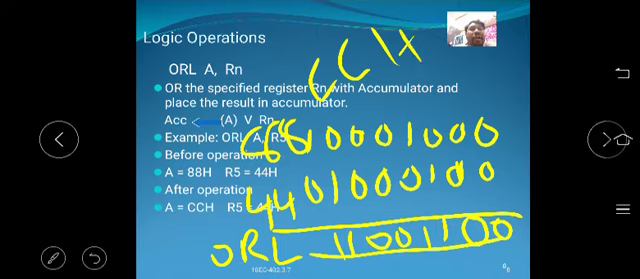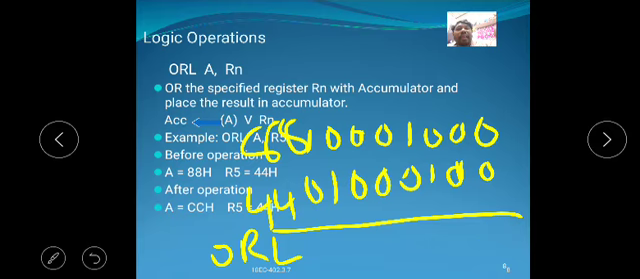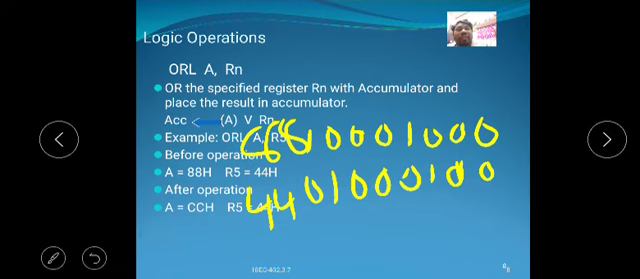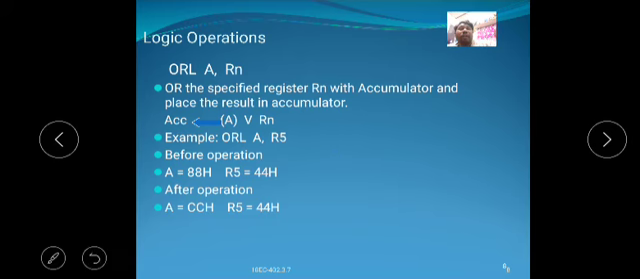That is our answer. After execution of the OR logic operation ORL A comma Rn, before the operation A is equal to 88H and R5 is equal to 44H. After the operation, accumulator A is equal to CCH and R5 is equal to 44H. This is how the logical OR operation is executed.